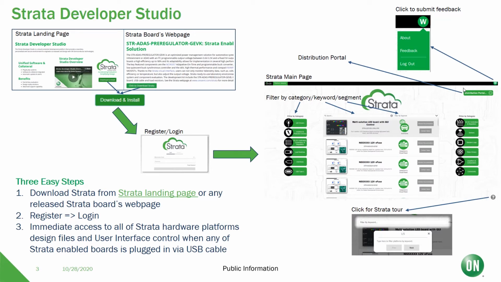3 easy steps to obtain Strata. First, download Strata from Strata landing page at www.onsemi.com/strata or from any released Strata boards webpage. Register, then log in. After you log in, you will see Strata main page, which has all of the hardware platforms listed under different categories. You can also filter by category, keyword, and segments.